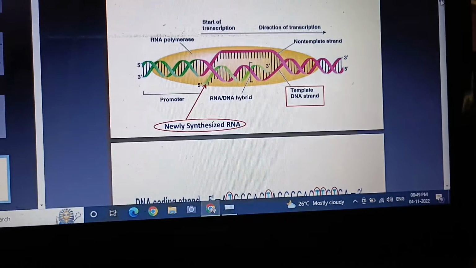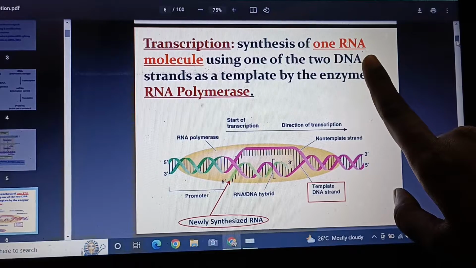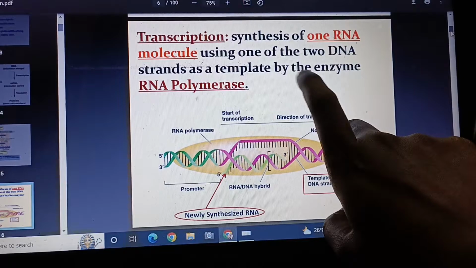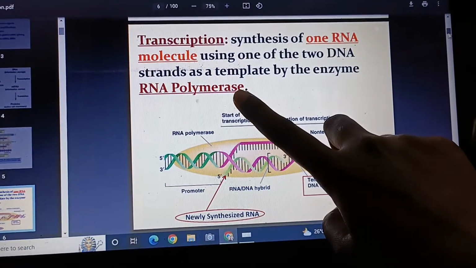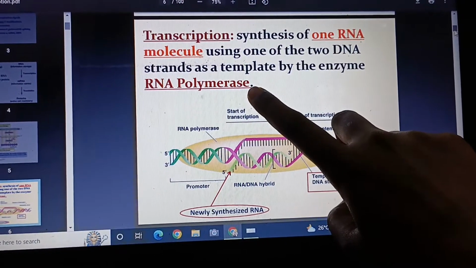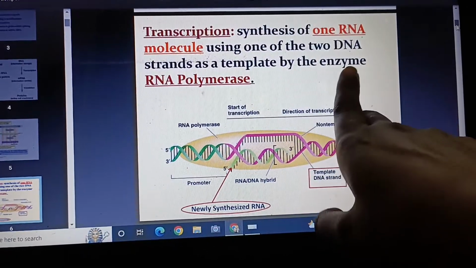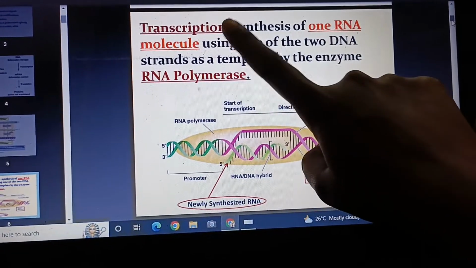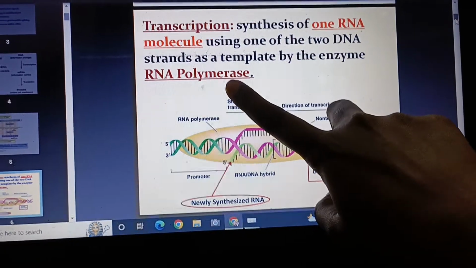So what is transcription? It is nothing but the synthesis of one RNA molecule using one of the two DNA strands as a template by the enzyme RNA polymerase. Why is RNA polymerase present here? Because we need to synthesize the RNA from the DNA. From DNA to RNA, that is our transcription. The synthesizing enzyme is RNA polymerase.